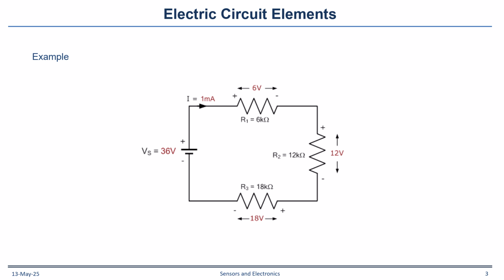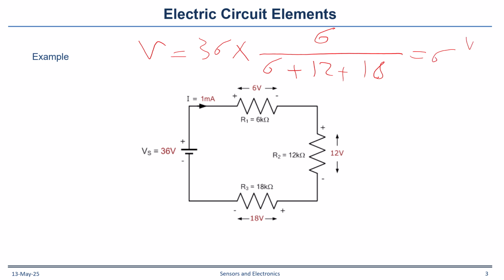Here we have an example. Assume that we have three series resistors connected to one voltage source of 36 volts. If you want to find the voltage on each of these resistors, we should follow the previous equation. So V is equal to Vs, 36, multiplied by, for example, we want to see how much the voltage is on the resistance of 6 ohm. So 6 divided by the summation of all resistors that we have, 6 plus 12 plus 18, will be 6 volts.